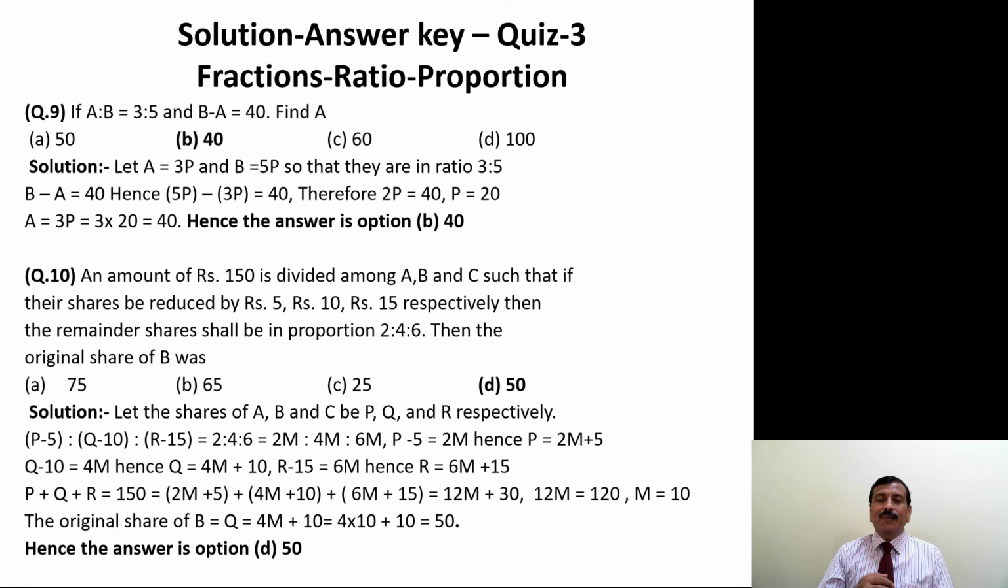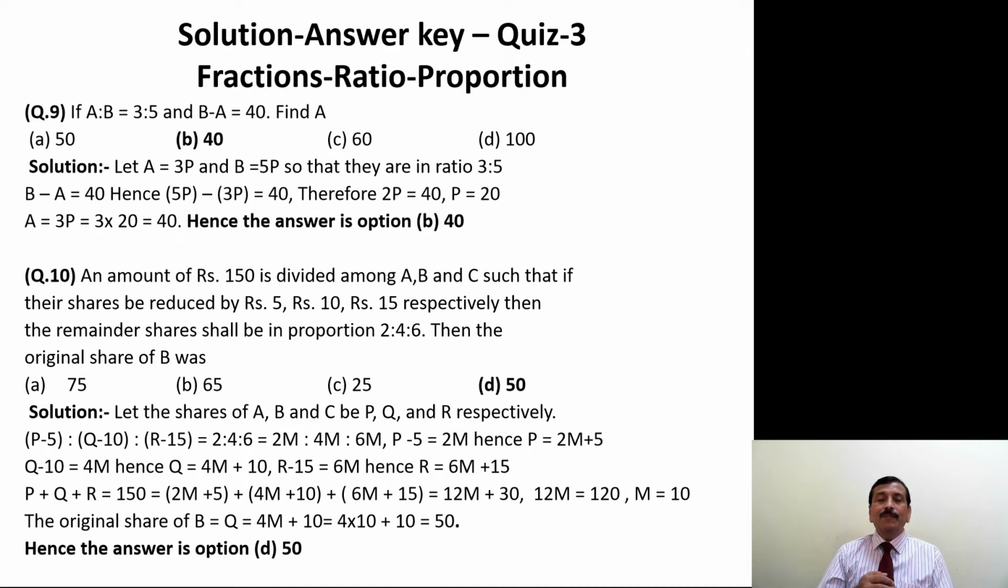Next, question number 9. A is to B is 3 is to 5. B minus A is 40. Find A. Again we take them in a ratio. We say A is equal to 3P and B is equal to 5P. Difference in them will be 2P and that difference is given as 40. So 2P is 40, so P is 20. Substitute this, we get the answer that value of A is 30.